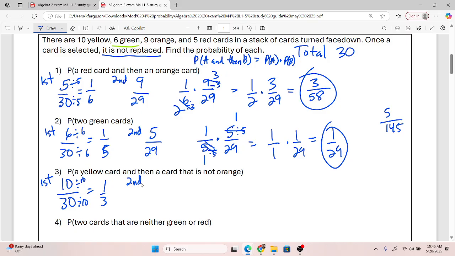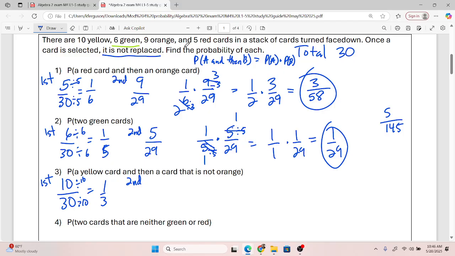And then my second event. My second event says get a card that is not orange. So if I go up to what cards I got, there are 9 orange cards. So if there are 9 orange cards, how many cards are not orange? It's 21 because there's a total of 30 cards. And if 9 of them are orange, that means 30 minus 9 is the rest of them. So there's 21 cards.